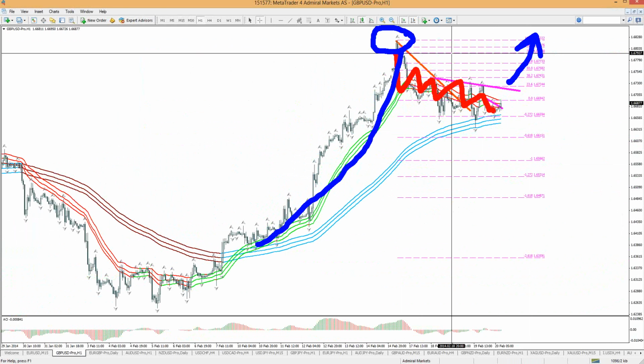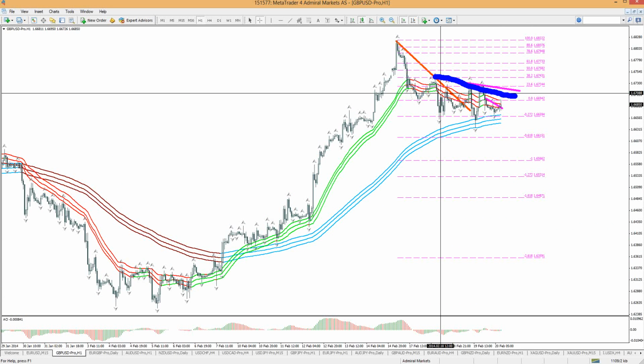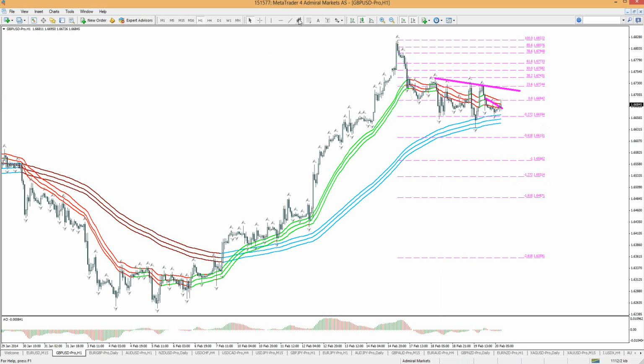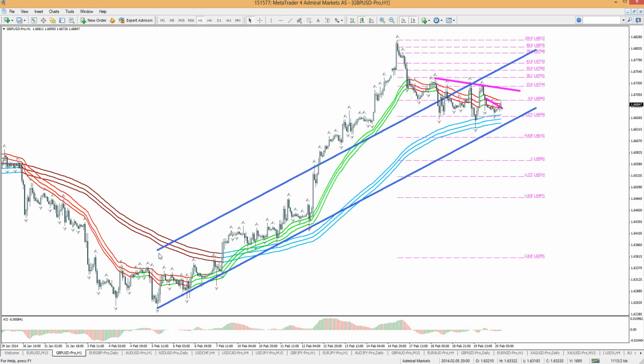Now the question is when and where. The answer could be today, could be tomorrow. One thing to keep a good eye on is, I think, this magenta line, because once we break that magenta line, then we know there's a good chance that it could happen. Now we've got this uptrend channel going on as well. We could put it on the chart like this.